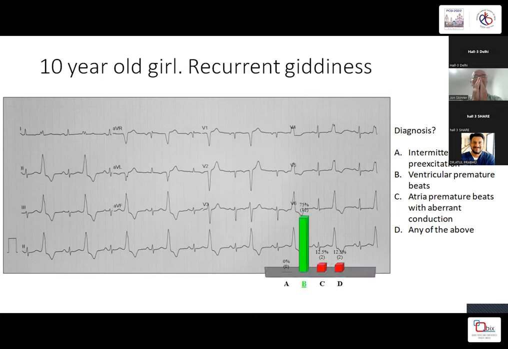So very good. So basically, you should not get confused. Whenever the ECG looks simple, it's simple also. So what's the site of origin of the ventricular complexes? Anyone?